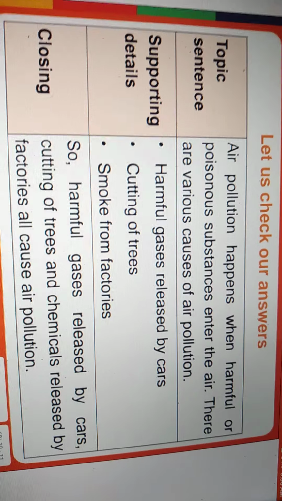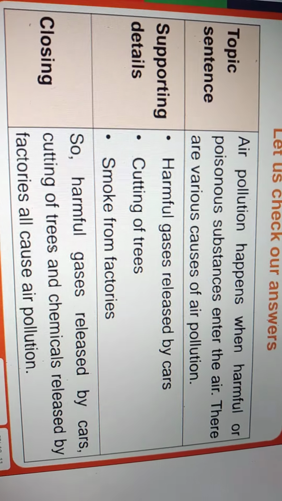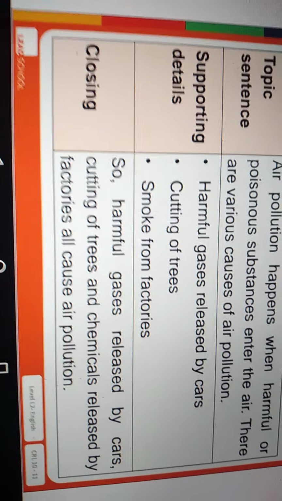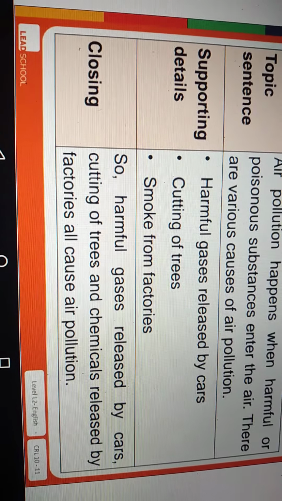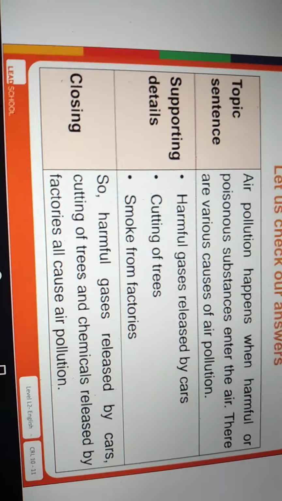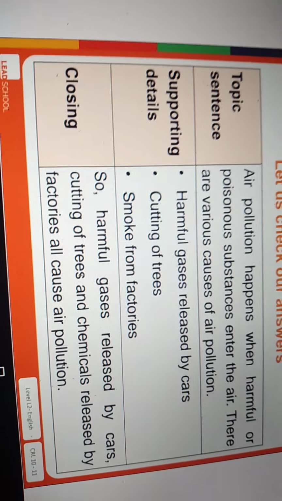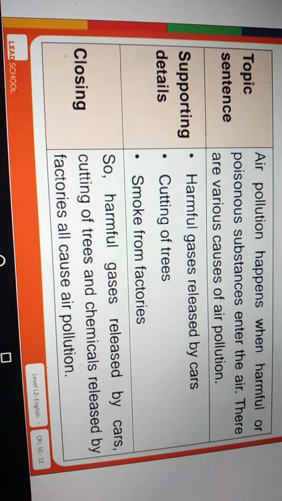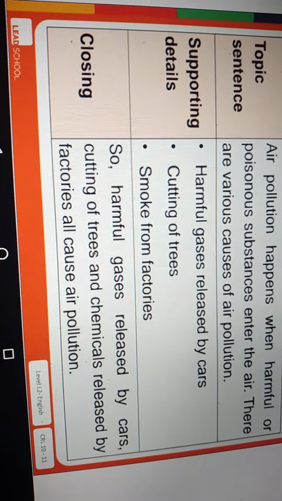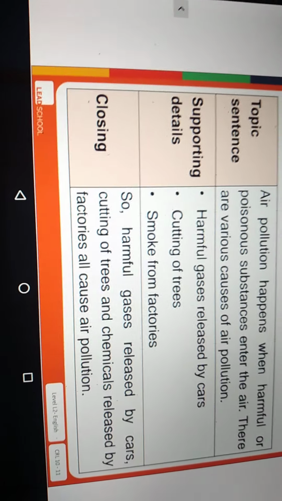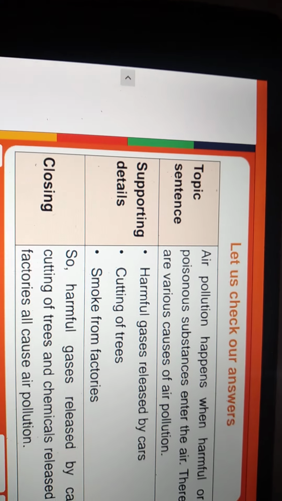So harmful gases released by cars are supporting details. Then cutting of trees is also one of the reasons for air pollution. Smoke from factories is also one of the reasons for air pollution. So these are all supporting details. And the last line which concludes the article is considered the closing.